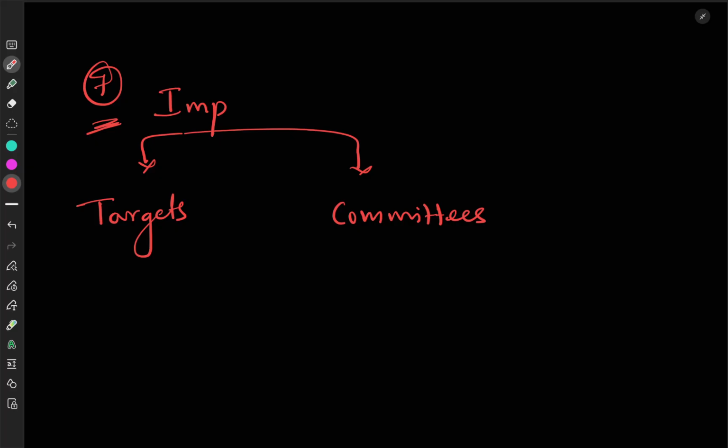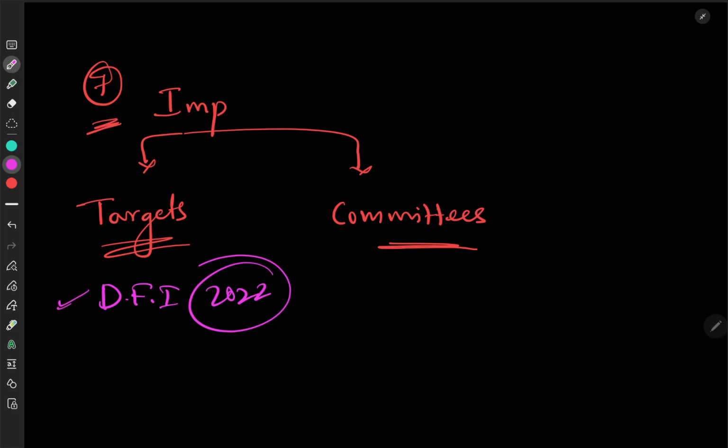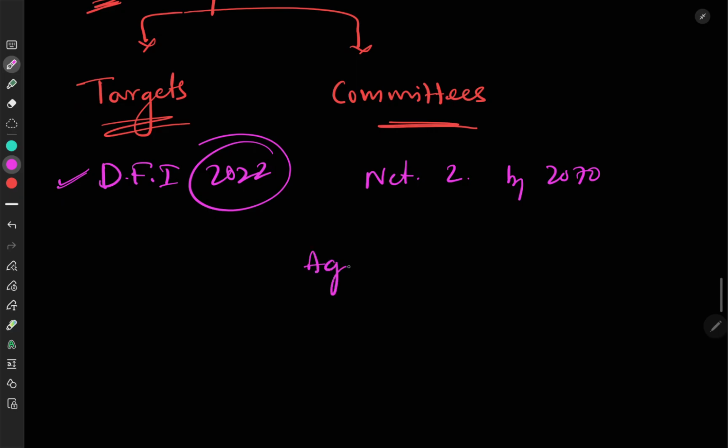The seventh point is: keep a one-page note on important targets or committees. What do you mean by that? Target: doubling farmers' income by 2020. Of course, we missed that, but you can use this doubling farmers' income target, or net zero carbon emissions by 2070, or the agri export target of $100 billion by 2030.